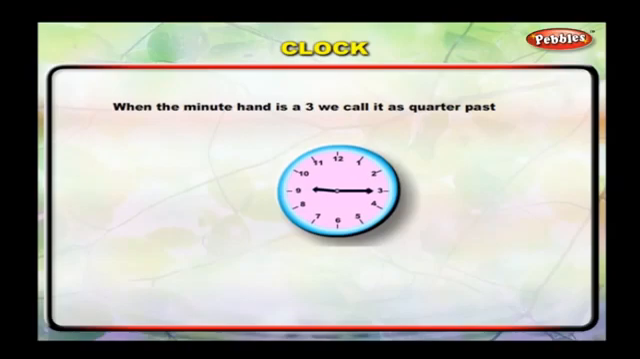In the clock, the long hand shows 3 and the short hand is just above 9. We call it quarter past 9. In this clock, the long hand shows 3 and the short hand is just above 6. So we call it quarter past 6.